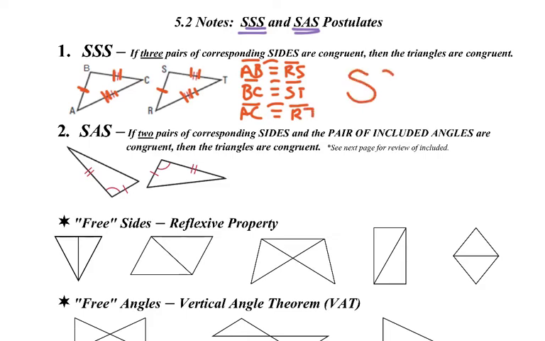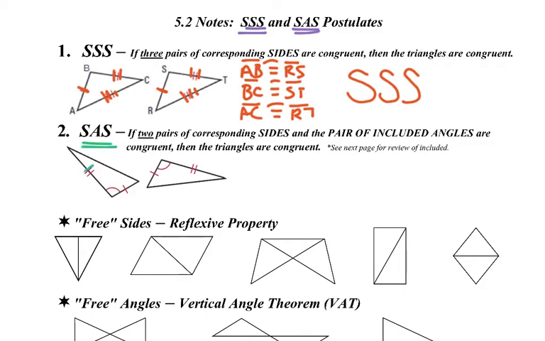This is SSS. And this is telling us that if the three pairs of sides are congruent, then the triangles are congruent, then everything else about the triangles is congruent, including all three angles. So SSS, three equal sides, means exact same triangle.